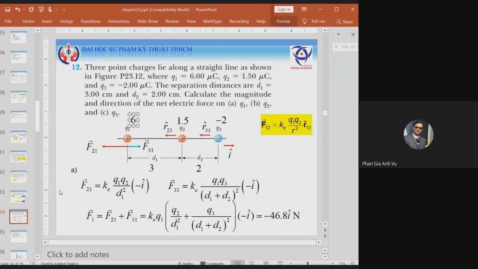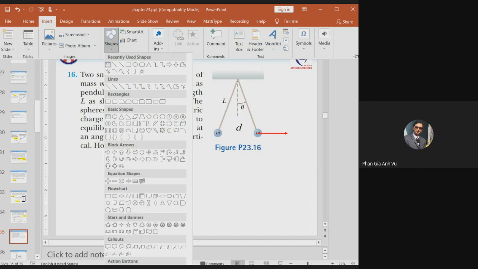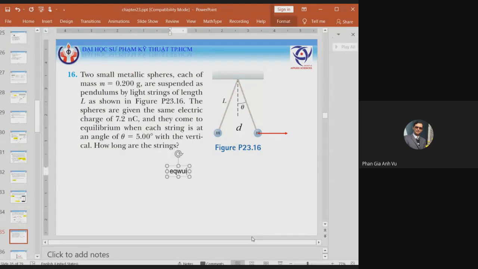I copy the formula here. So the distance between the two spheres is d, right? We don't know that at this moment. So we can apply Coulomb's law to find the force here. But when you remember back to the mechanics in Physics 1, you can see that in this case we have a so-called equilibrium.